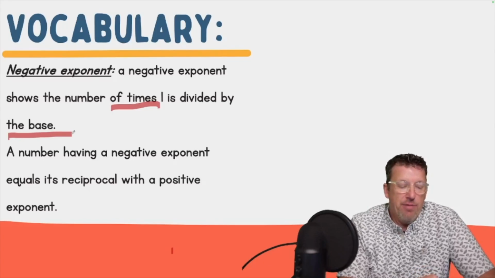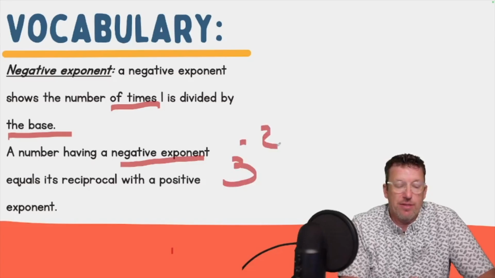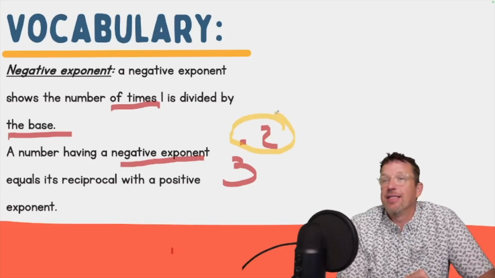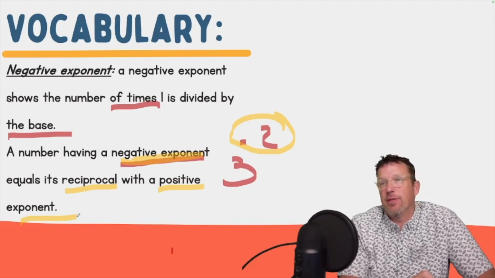But a number having a negative exponent, let me show you what that looks like. 3 to the negative second. So the exponent up here is negative 2. And so the number having a negative exponent equals its reciprocal with a positive exponent.